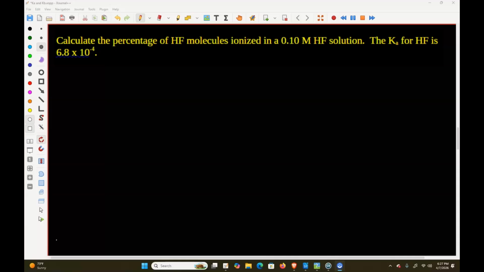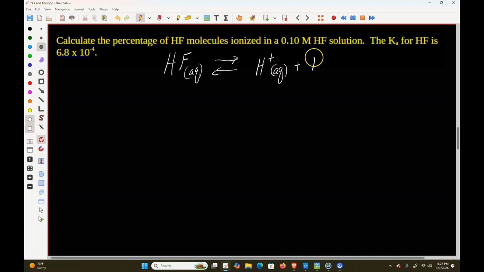All right, so earlier in the last video, we did an ionization problem with strong acids and bases. So let's try one with weak acids and bases. All right, so I have HF aqueous, so it's going to form H plus and F negative, aqueous. I know the Ka here is 6.8 times 10 to the negative 4.